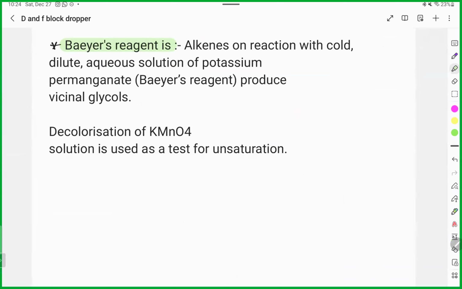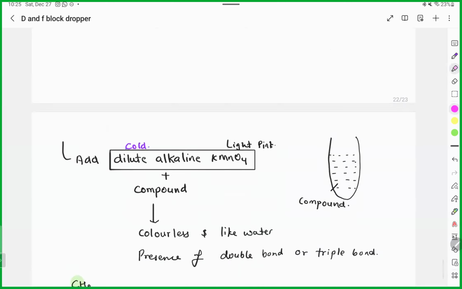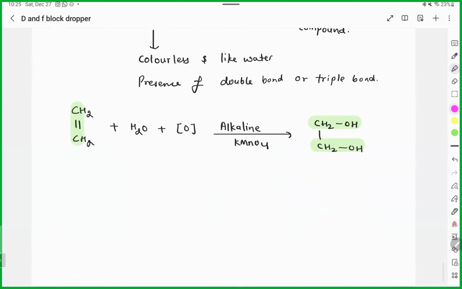Same thing we did. This is the test of unsaturation. And when we are saying unsaturation, it could be a double bond or triple bond. What is happening? KMnO₄ color is changing. KMnO₄ color is pinkish, right? And it is converting into the colorless situation. And for example, if you take any alkene, what is happening to the alkene? Converted to the vicinal glycol. This is vicinal glycol.